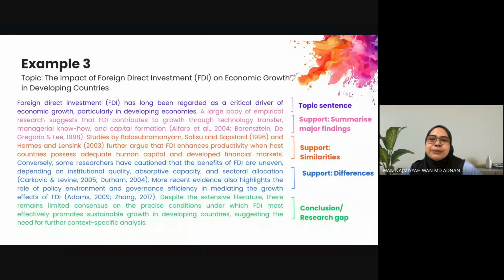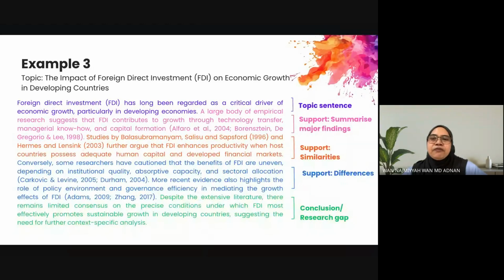In this case, despite the extensive literature, there remains limited consensus on the precise condition under which FDI most effectively promotes sustainable growth. So this is what you are looking for. Usually the research gap or the conclusion is based on your research question. How many research questions do you have? If let's say you have 3 research questions, then you need to mention the 3 gaps, meaning this one answers which gap.